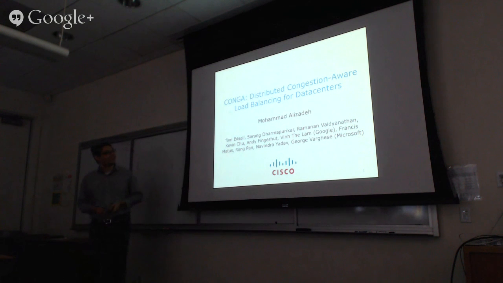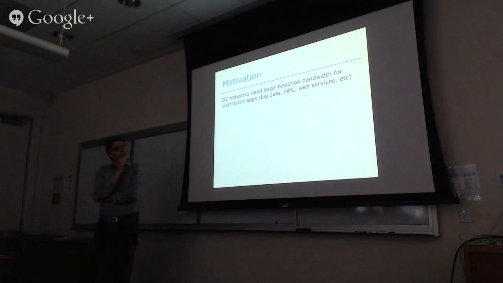So to set the context here, the motivation for this work is that large-scale data centers need a lot of bisection bandwidth to support distributed compute applications. Applications like big data analytics, high-performance computing, large web services, they all need a lot of network bandwidth to support communication between lots of distributed components across the servers in the data center.